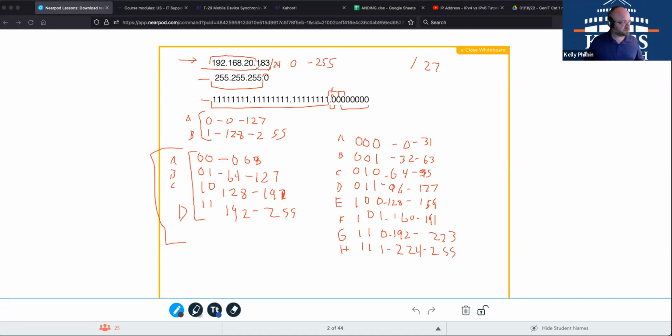So this address up here. F. Correct. 160 to 191, because 183 falls in between 160 and 191, right?